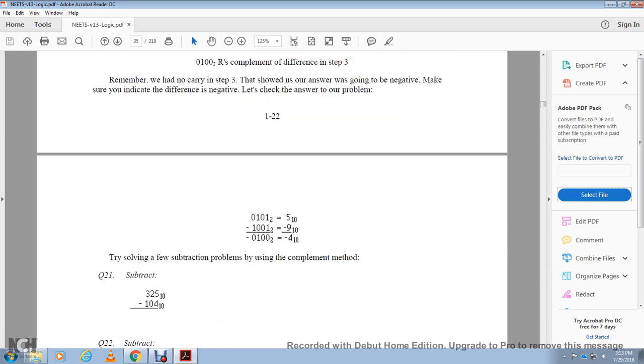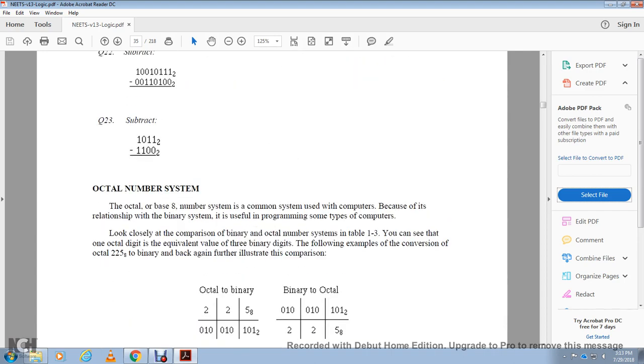0, 1, 0, 1, base 2 equals 5 to the 10th. 0, 1, 0, 0, 1 to the base 2 minus 9, negative 4 to the 10th. 0, 1, 0, 0, base 2 would be a negative 4, base 10. Try to solve a few more problems with the complement method.